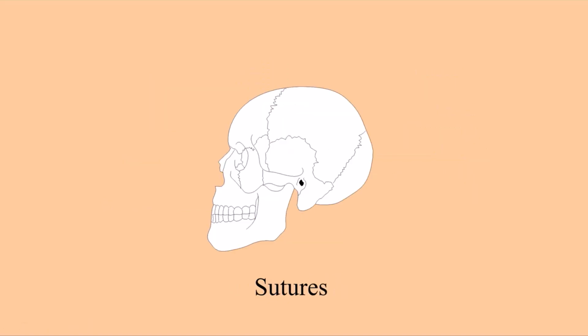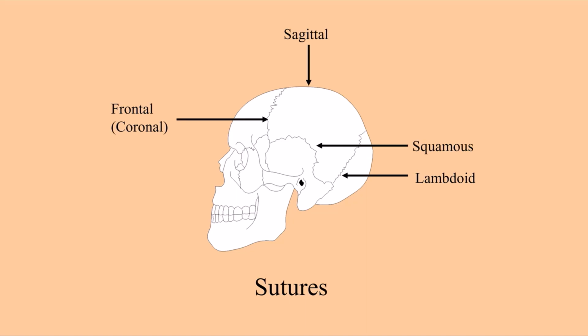Sutures are a type of immovable joint. In the skull there are many sutures present, out of which 4 are prominent. Sagittal suture joins the two parietal bones. Frontal or coronal suture joins the frontal bone with the parietal. Squamous suture joins the parietal and temporal bone on the lateral side. Lambdoidal suture joins the two parietals with the occipital bone.